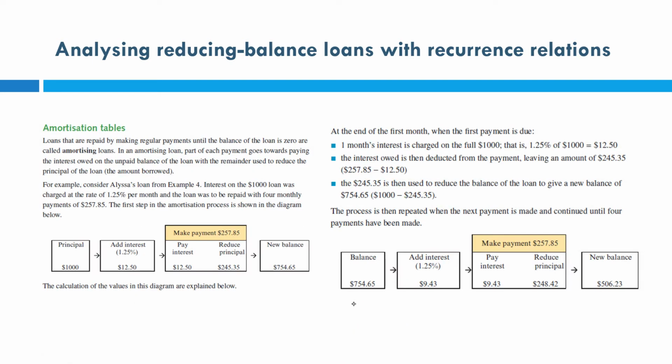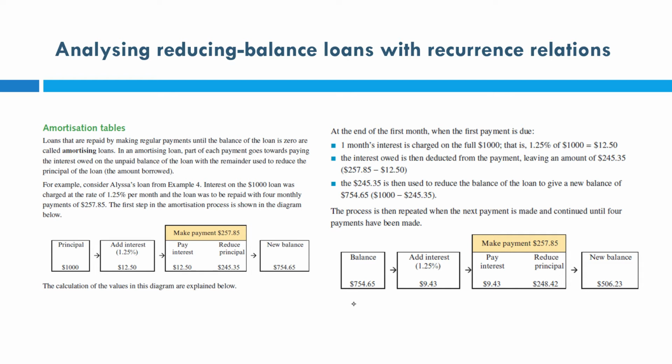All right. Amortization tables. Here we go. Loans that are repaid by making regular payments until the balance of the loan is 0 are called amortizing loans. That's what we do normally when we're trying to pay off a loan. In an amortizing loan, part of each payment goes towards paying the interest owed on the unpaid balance of the loan, with the remainder used to reduce the principal of the loan, the amount borrowed.